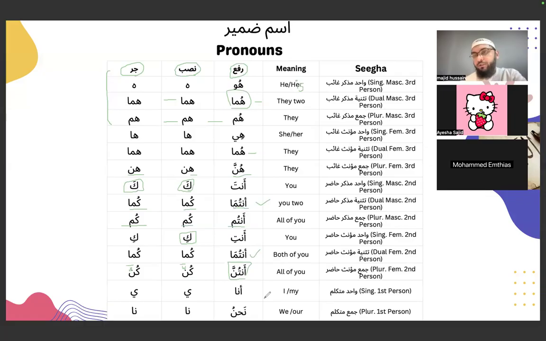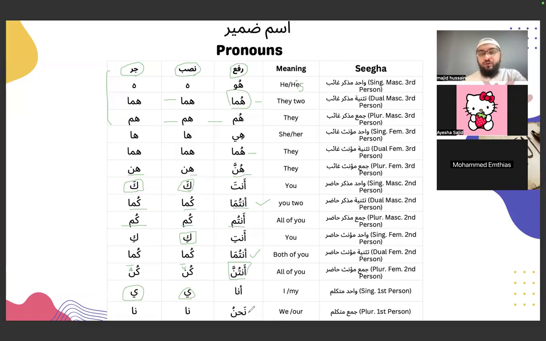And the single wahid mutakallim, the first person, in the state of rafa, is ana. Ana Muhammadun, ana Majidun, ana Khalidun. In the state of nasab, there is only the letter ya, which refers to my, mostly my. And in the state of jar, it remains the same.